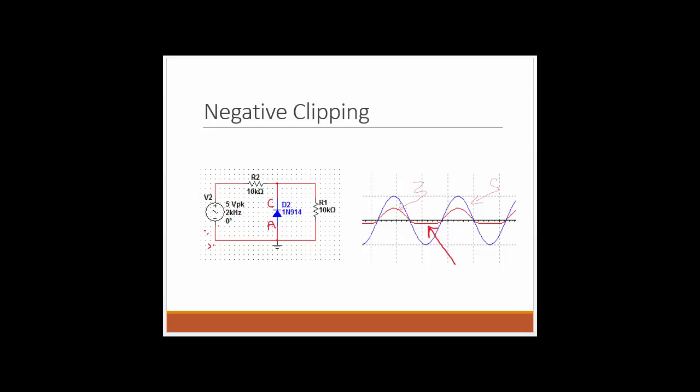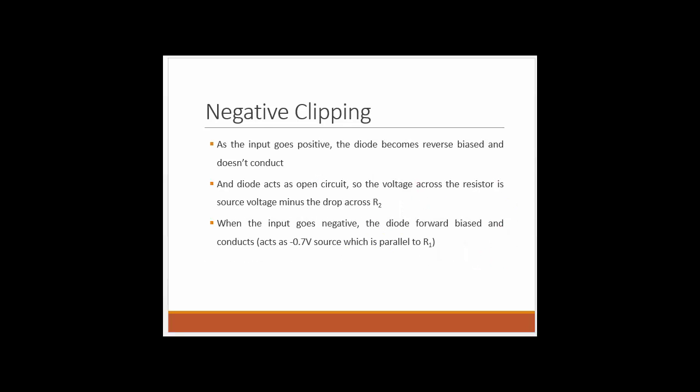So here the most important things are the orientation of the diode, identifying whether the diode is forward biased or whether the diode is reverse biased. So in the negative clipping, it is exactly opposite to the positive clipping. When the input goes positive, the diode becomes reverse biased and it will not conduct. And the diode acts as an open circuit. So the voltage across the resistor is source voltage minus the voltage drop across R2, or you can use the voltage divider principle.